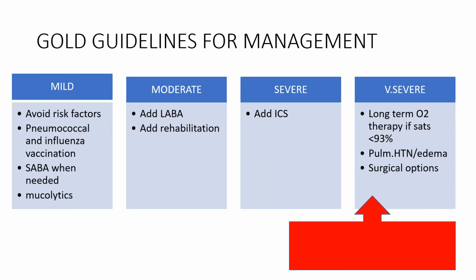So the GOLD guidelines for the management of COPD are a very simple way to treat COPD patients. For mild COPD, we have to tell them to avoid the risk factors. We give them the pneumococcal and influenza vaccination, a short-acting beta agonist as and when needed, and we can also give them mucolytics if required. For moderate COPD, we give them a long-acting beta agonist and refer them for rehabilitation. For severe COPD, we give them inhalational corticosteroids, and for very severe, we give them long-term oxygen therapy.